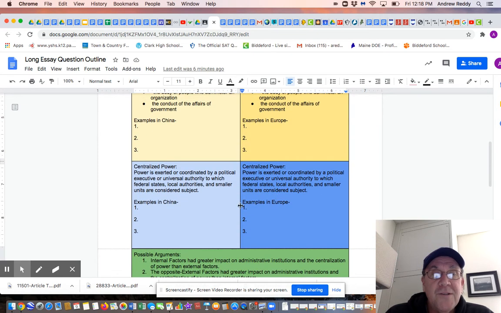And then as far as centralized power, the power was exerted or coordinated by a political executive, or in other words, universal or central authority, to which everybody else answered, whether they be smaller federal states, local authorities, or even smaller units within the empire itself, or the dynasty in the case of China. So again, think of examples of how that power was exerted and try to come up with 3.